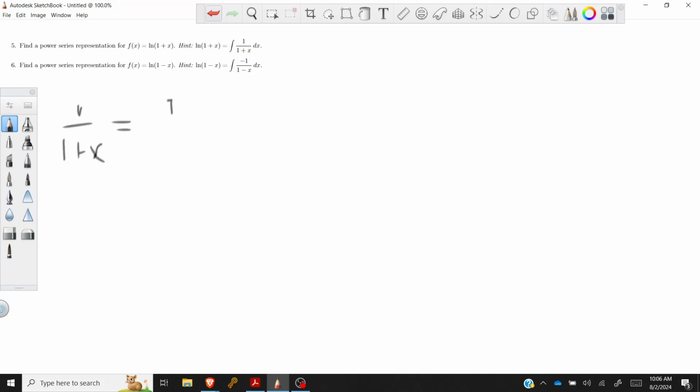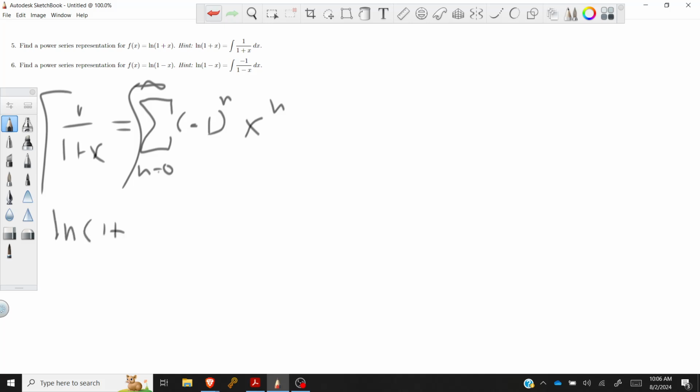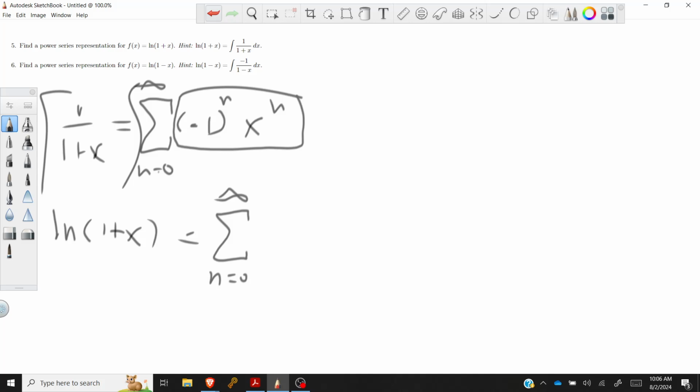We know that that is equal to the summation as n equals 0 to infinity of negative 1 to the n, x to the n. So we want to integrate both sides so that the left side looks like ln 1 plus x, and the right side looks like this summation. So we're going to take the integral of this portion. And when we do that, we're going to get negative 1 to the n, right? And then x to the n plus 1 divided by n plus 1.